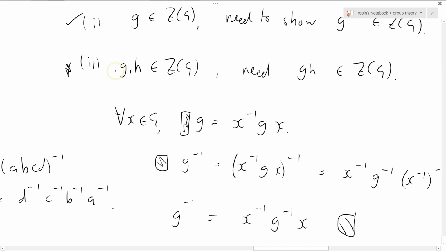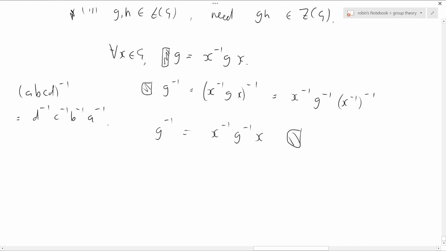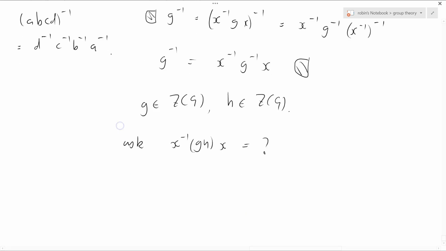So now we need to show that the product of any two members of the center is in the center. Okay, well let's just try that. So if g is in the center of G, and h is in the center of G, we ask, what is x minus 1 ghx? It really ought to be equal to gh if the product gh is in the center. Well, this looks quite difficult. You need a trick, basically.